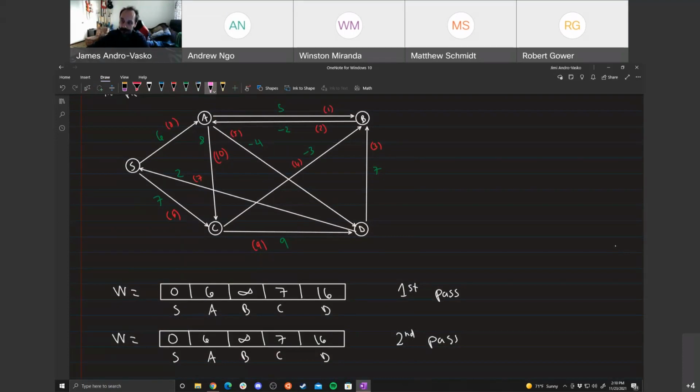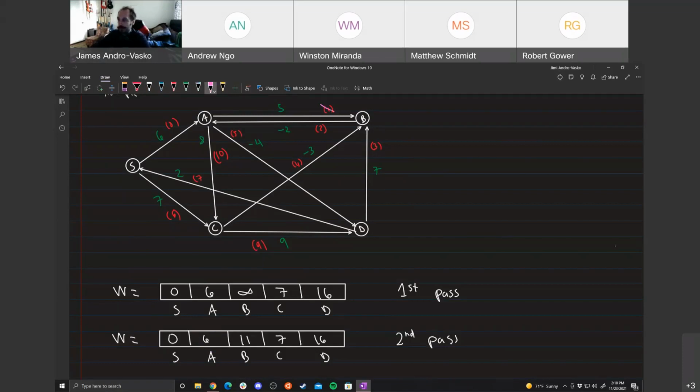So A goes to B. A has the weight of 6, currently, looking at the array, plus the edge weight 5 is going to be 11, which is actually less than B's current weight, which is infinity. So we're going to update B to 11. We just relax that node.